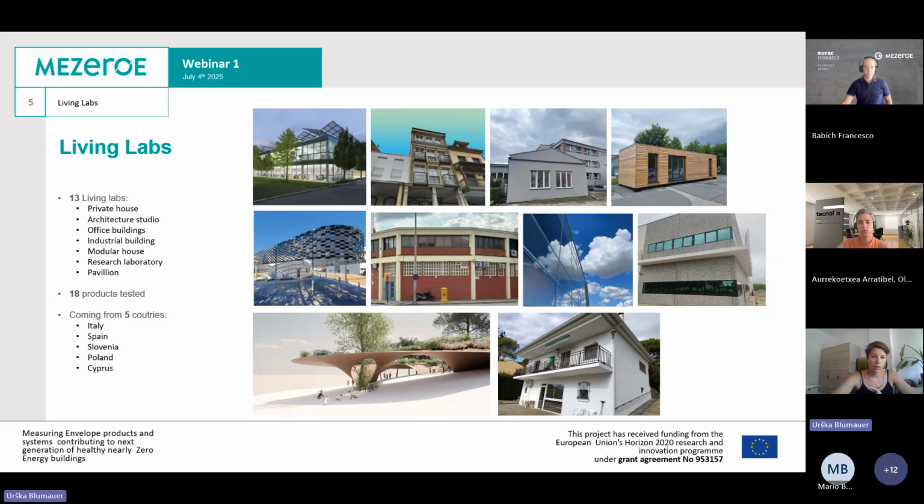So some of them are doubling because also location is important. And the industrial partner wanted to do maybe 2 or 3 living labs just to also get more information. And this is happening in 5 different countries. So Italy, Spain, Slovenia, Poland, and Cyprus.